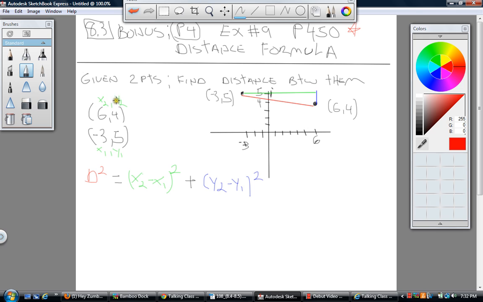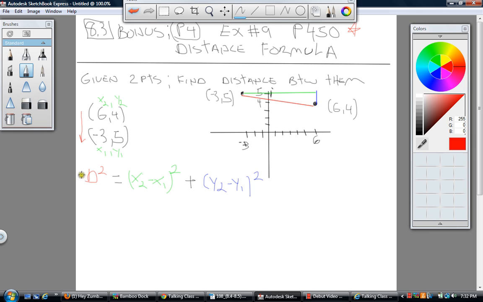Label the top one x sub 2, y sub 2. Label the bottom one x sub 1, y sub 1, for the convenience of when you're going to subtract. You're going to subtract going top to bottom. Okay, now here's the deal.